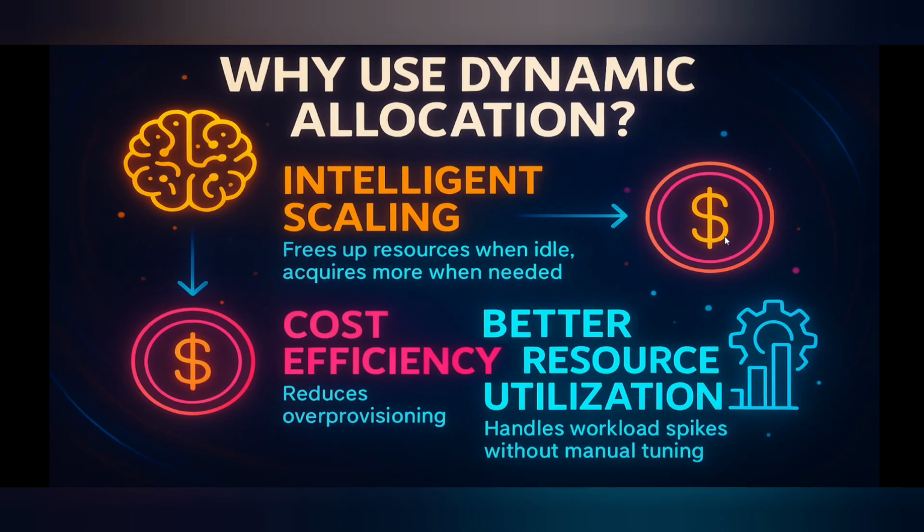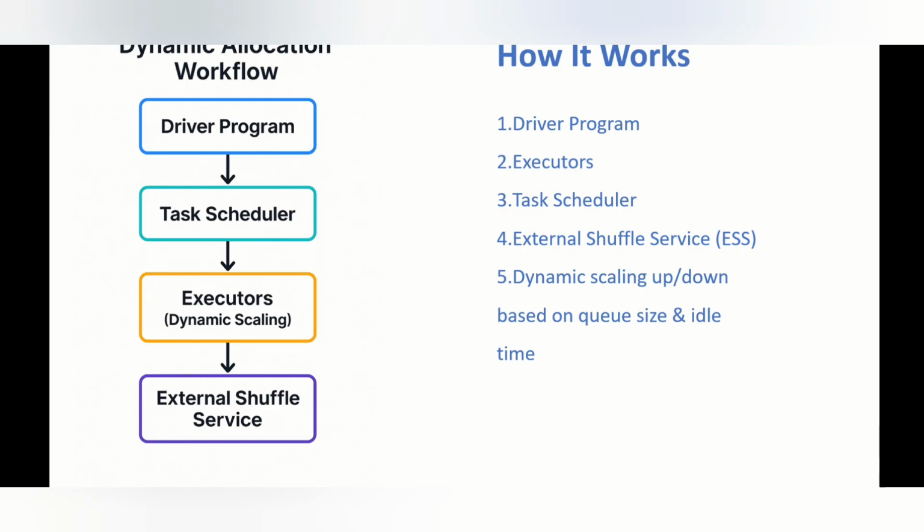While doing Spark submit, you have to configure your job accordingly. We'll see that. The driver program schedules the tasks, and the task scheduler handles the task assignment to the executors. Now, for executors, we have dynamic scaling. We have set up DRA, dynamic resource allocation.